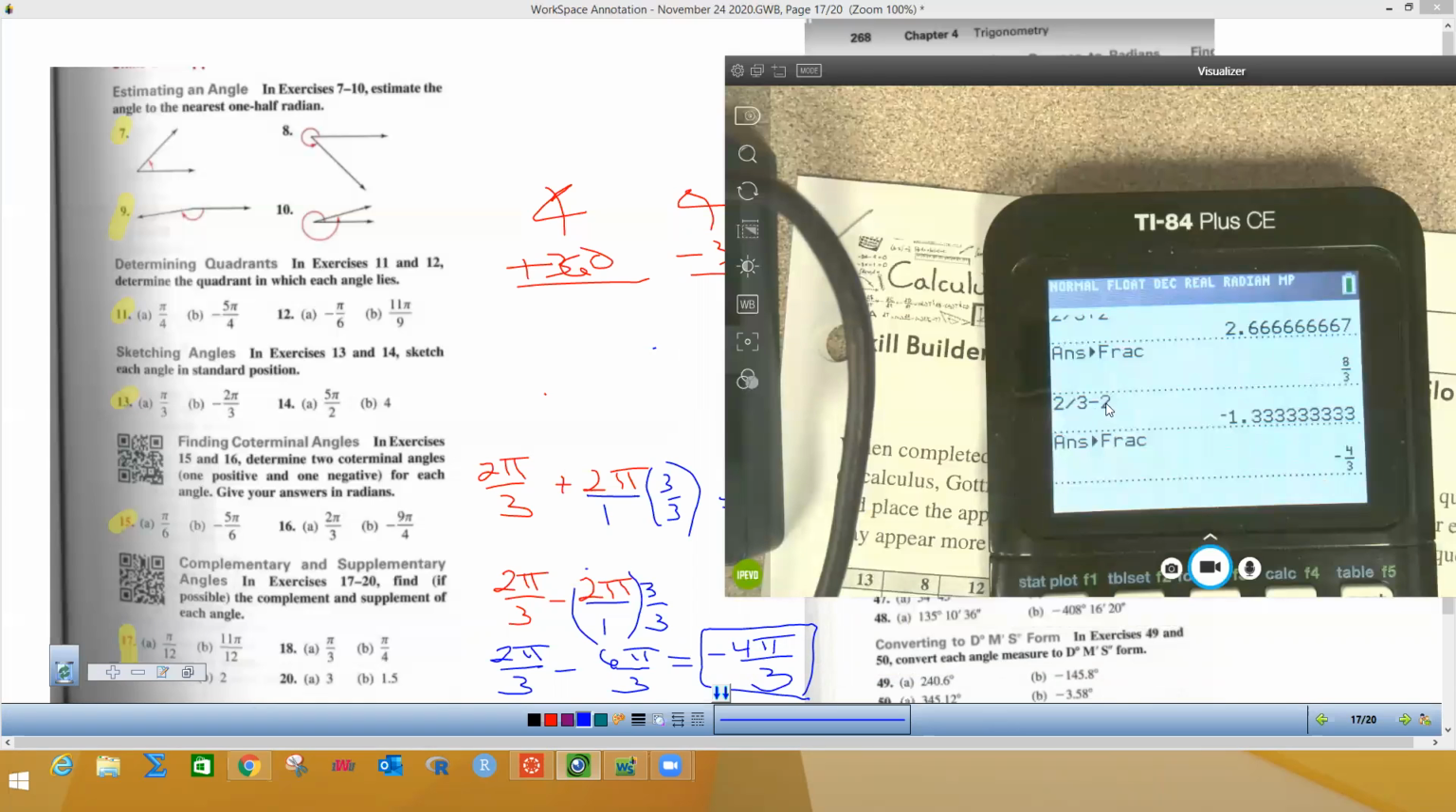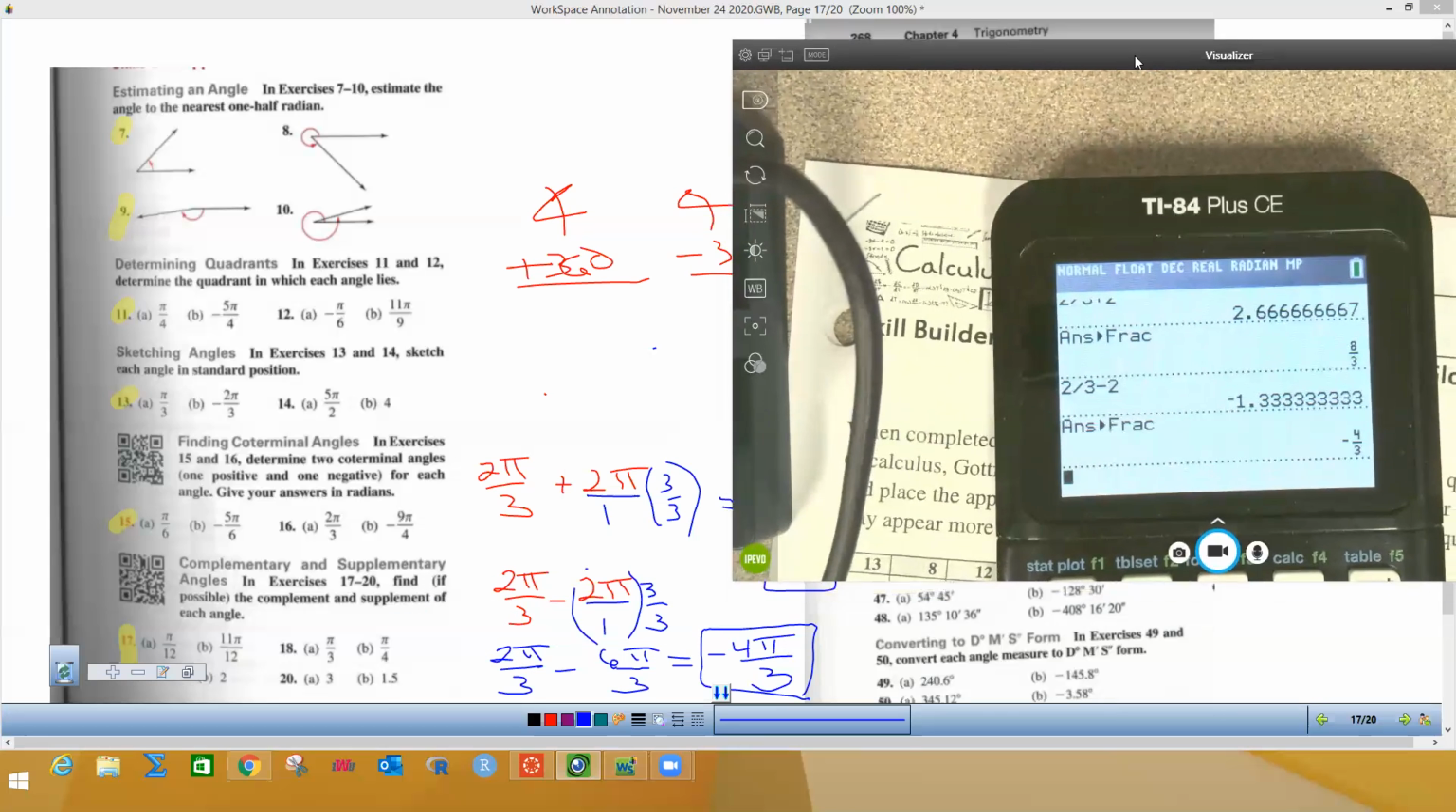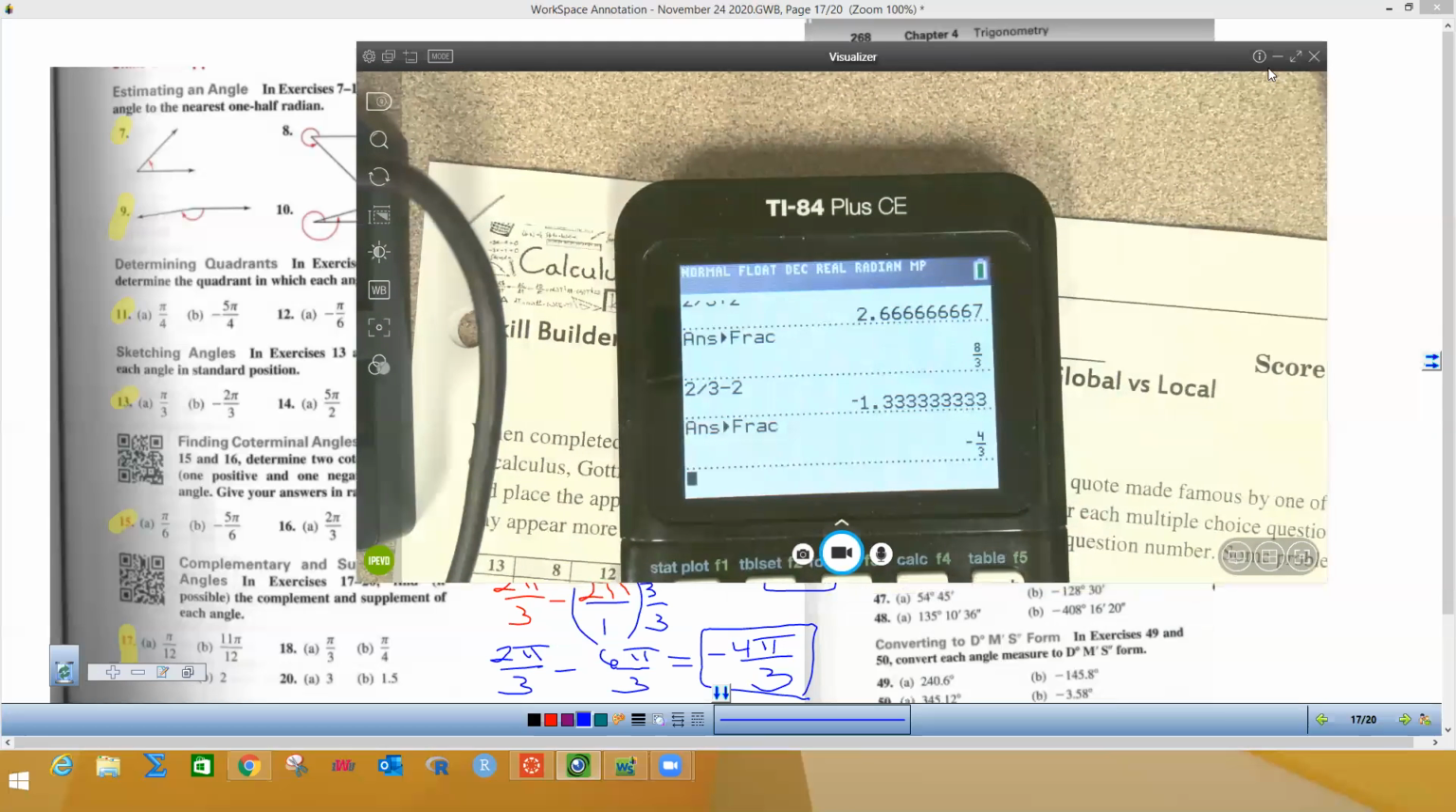Okay, so we added 2 pi up there and we subtracted 2 pi here. But again, we didn't put the pi in the calculator, because if you do, you can't change that back to a fraction. But you have to remember that you're doing it on here. Okay, this next part says complementary and supplementary angles. So this is a little bit similar.